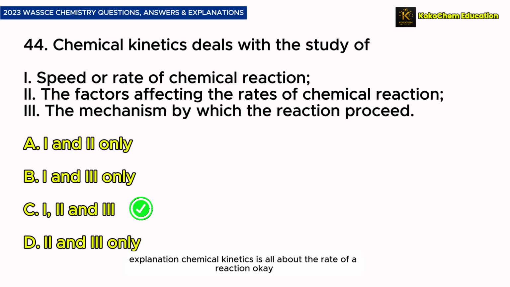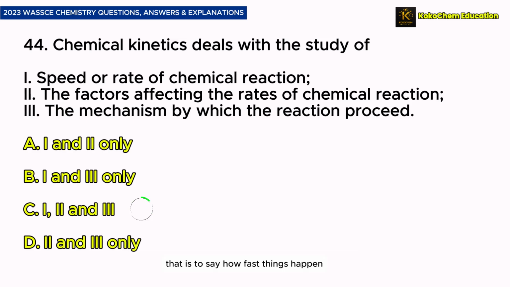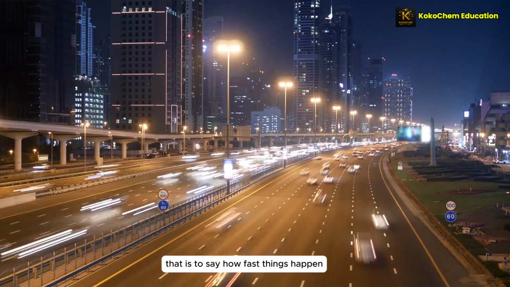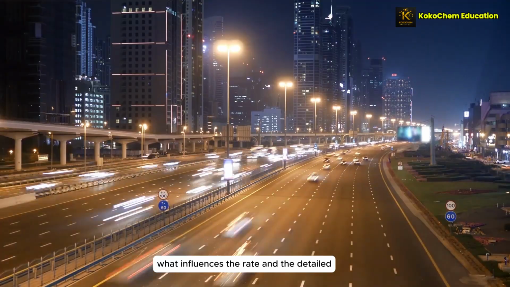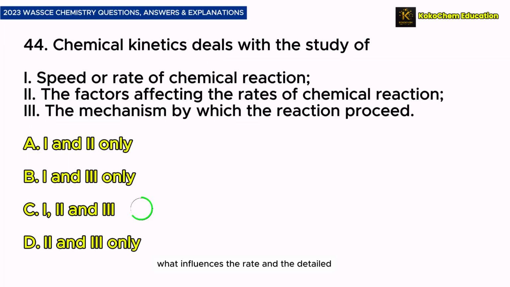Explanation. Chemical kinetics is all about the rate of a reaction, okay? That is to say, how fast things happen. What influences the rate and the detailed step-by-step mechanism of the reaction are very key to chemical kinetics. So yes, all three statements are correct.